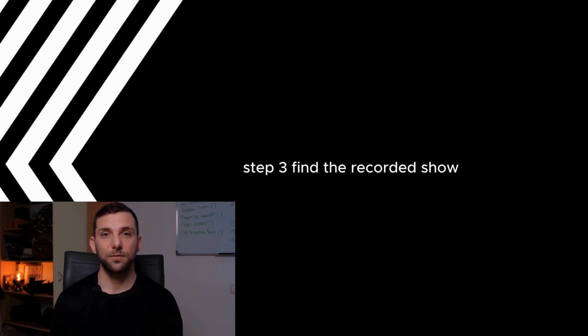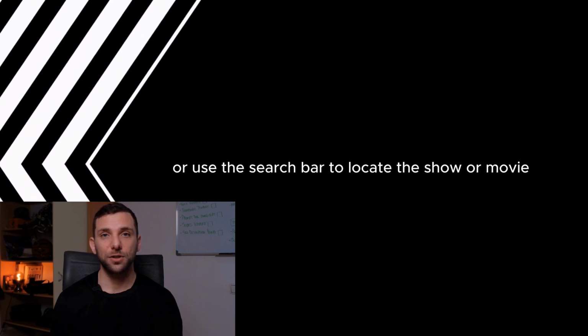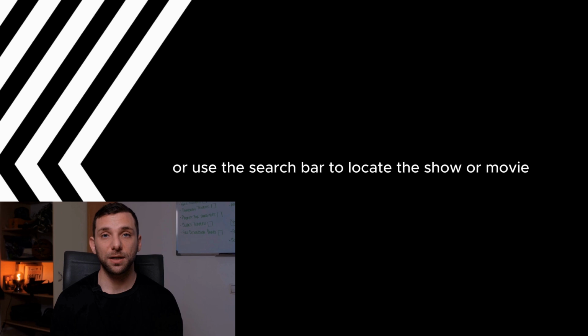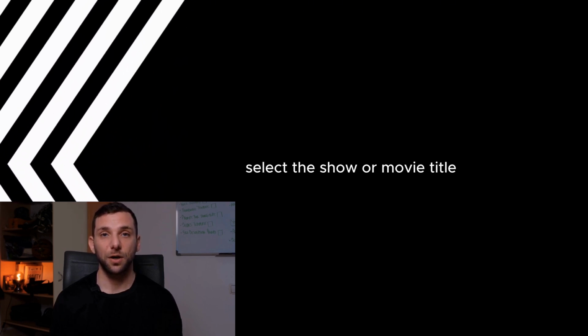Step 3. Find the recorded show. Scroll through your recorded content or use the search bar to locate the show or movie. Step 4. Remove from library. Select the show or movie title. Click the checkmark icon or Added to Library button. Confirm the removal. This action will stop future recordings.